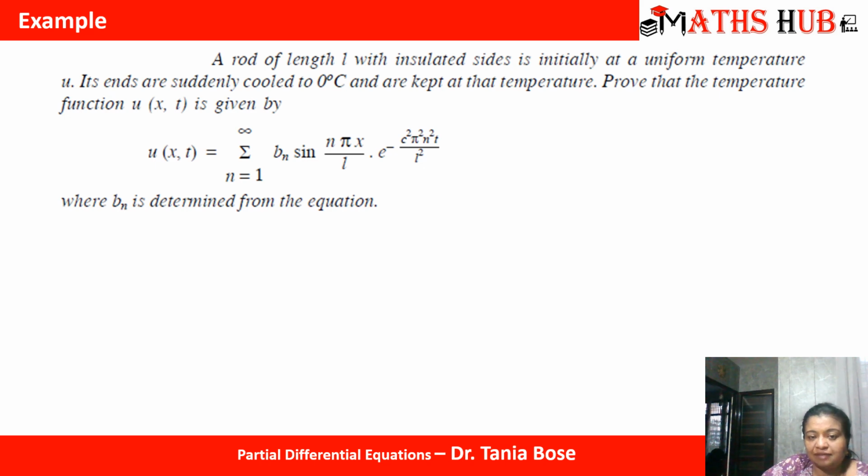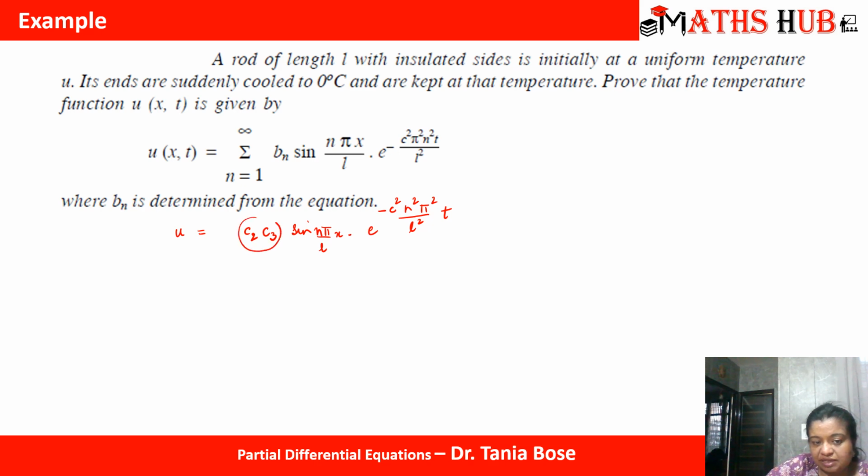A rod of length L with insulated sides is initially at a uniform temperature U. Its ends are suddenly cooled to 0 degree temperature and are kept at that temperature. Prove that the temperature function u(x,t) is given by this, right? So you can already see that we have calculated U as C2 C3 sine n pi by L x into e raised to power minus c square n square pi square by L square into t, right?